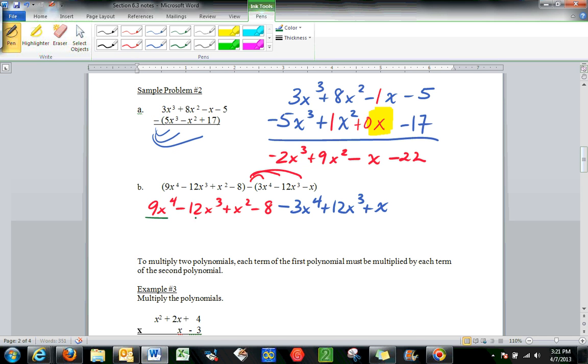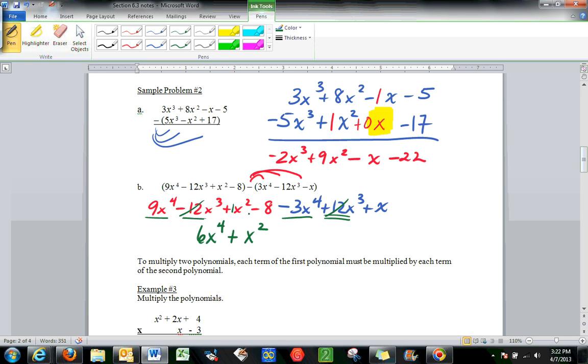So I have x to the fourth and x to the fourth, so 9 minus 3 is going to give me 6x to the fourth. I have x to the third and x to the third, so negative 12 and a positive 12 actually end up eliminating each other. So there's no x to the third term here. I have a positive x squared, so that's a 1x squared. And then I don't have an x squared term in blue, so that's just going to be plus x squared.